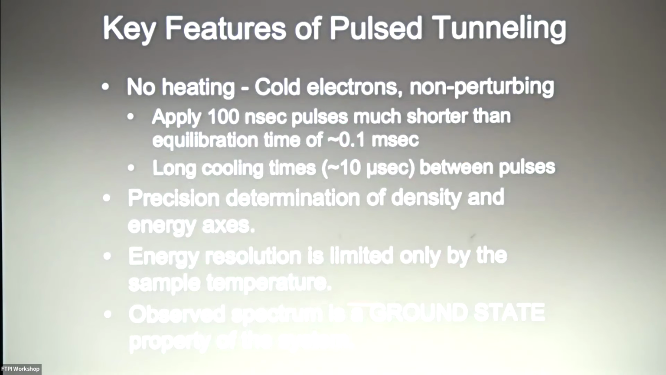The other thing that really gets me about this method is that there's no gating effect of applying a voltage pulse. So typically in tunneling, and you have to really watch out for this in things like STM, you are gating with the tip as you apply a voltage. In this, the axes remain precise because you are only looking at the initial surge of current, so there's really no density change in the system. The energy resolution is only limited by the sample temperature, and the observed spectrum is a ground state property.